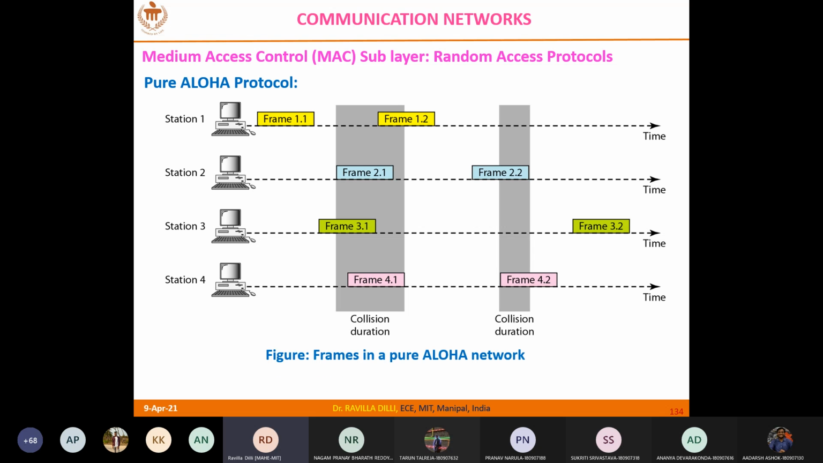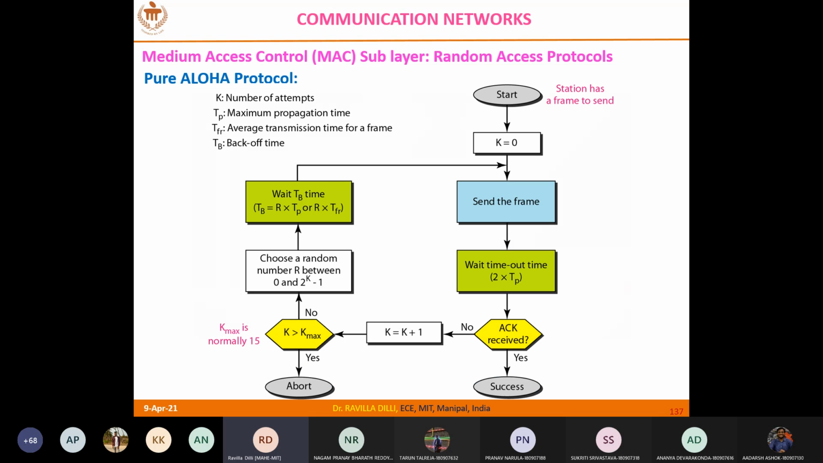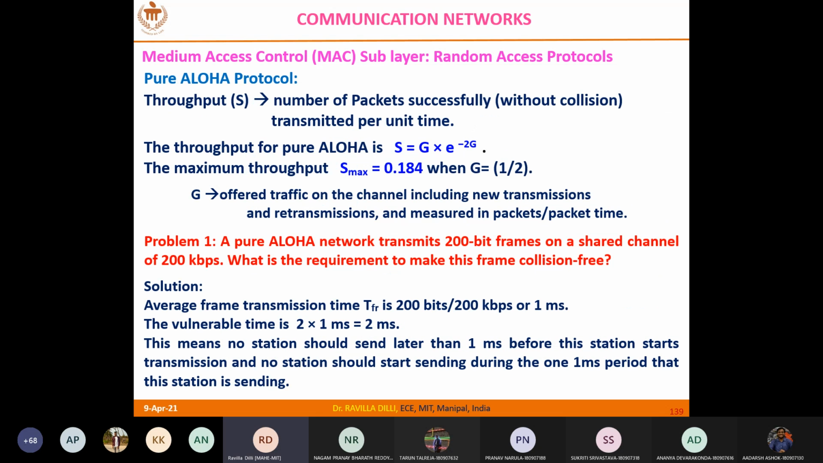With this concept, in pure Aloha the vulnerable time was twice the frame transmission time, and the throughput is at most 18.4%. That maximum throughput is achieved when the load on the channel is 50%, that is, G is half. At that point you get the maximum success.